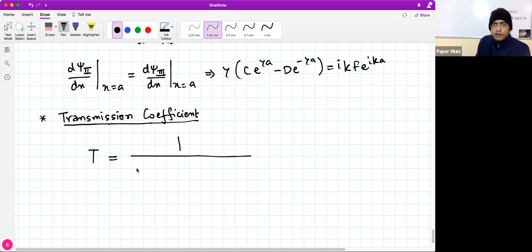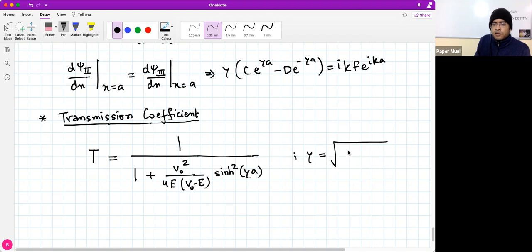What can we have instead of sine? The form is the same as the previous one, just that where we had the sine square k1 a term, instead we'll have sine hyperbolic, sinh square γa, where γ is equal to root over 2m(V naught minus E) by h cut square.